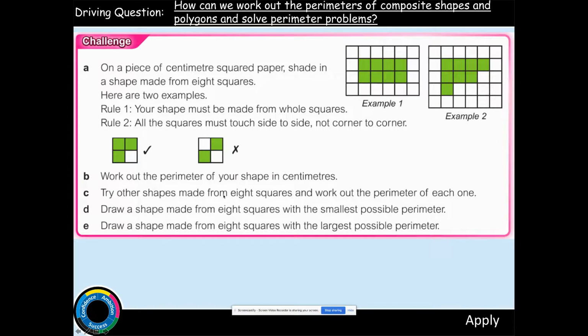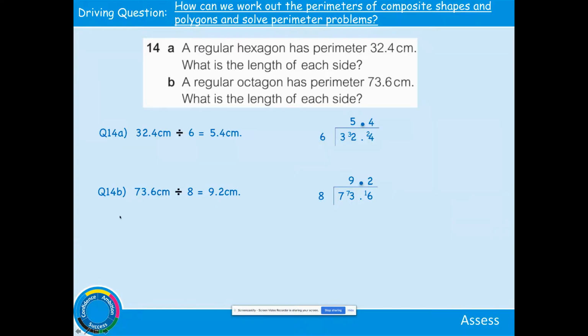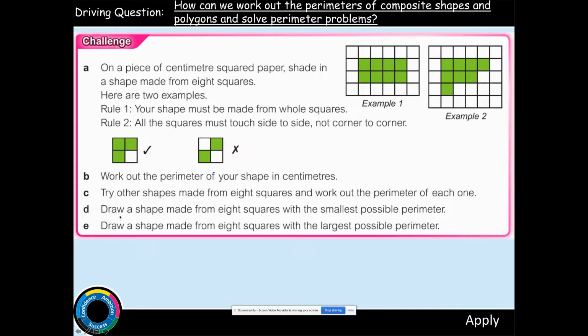Try other shapes made from 8 squares and work out the perimeter of each of them. So you're going to have several drawings. Use a ruler, try and keep it neat. And then you need to try and draw a shape. Oh dear, let's go back. Draw a shape made from 8 squares that has the smallest possible perimeter that you can find.